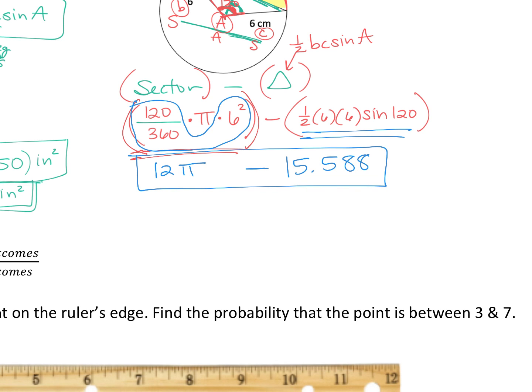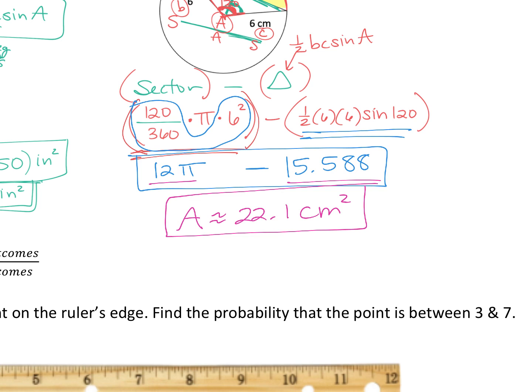That's your exact answer, which is a terrible exact answer because it's rounded anyway, right? Which is why we don't give an exact answer on these. We usually just round to the nearest 10th. Because if you plug this in, 12 pi minus 15.588, you will get an area of approximately 22.1 square centimeters. Make sense? So sector minus triangle. Area of the sector formula, that's this. Area of a triangle formula, use 1/2 BC sine A every time if you want. It will always work. Subtract them, 22.1.